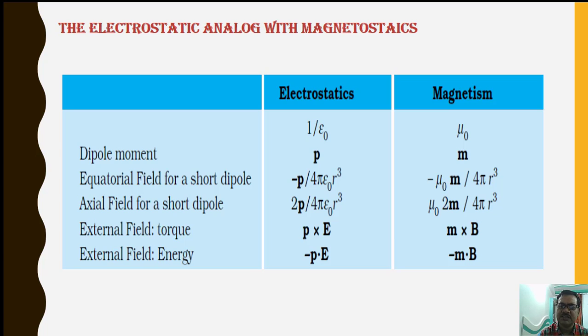Equatorial field for a short dipole in electric field and magnetic field. We already discussed axis field for a short dipole, already we discussed in last section. And external field के अंदर अगर इलेक्ट्रिक डाइपोल और मैग्नेटिक डाइपोल को रखेंगे तो it will experience torque, we derived already, tau equal to p cross E, and in case of magnetism m cross B, external field. Then potential energy, electric potential energy is what? Minus pE or minus pE cos theta. In case of magnetism it is minus m dot B or minus mB cos theta.